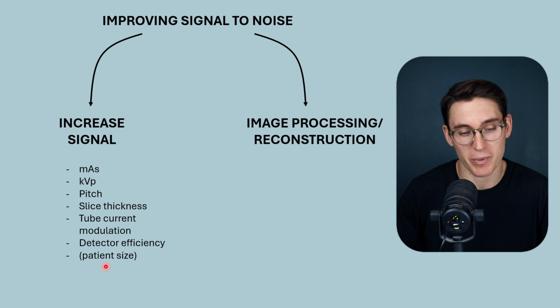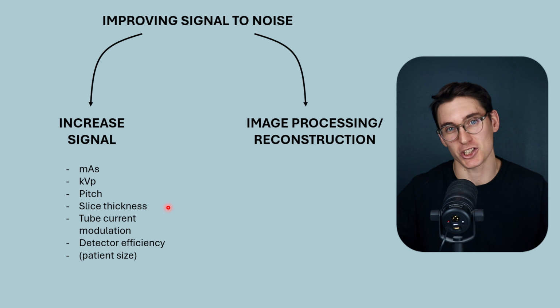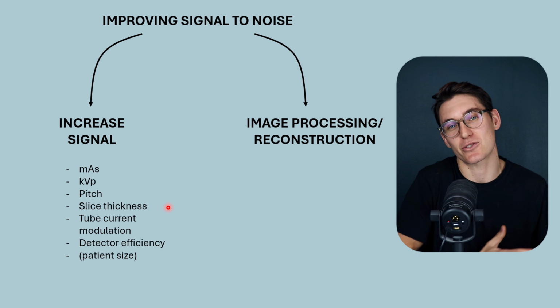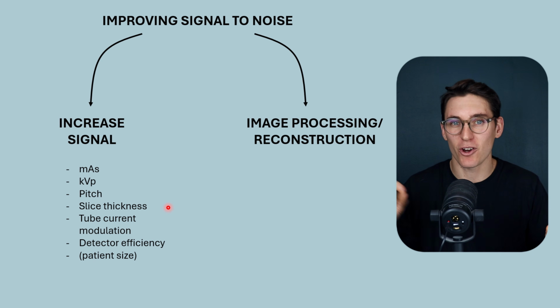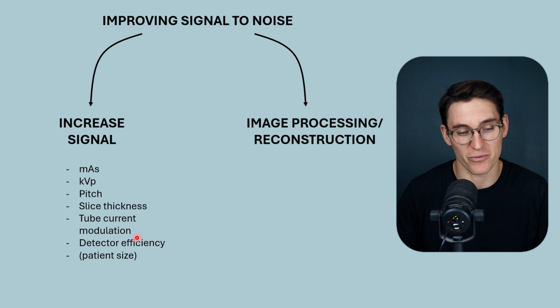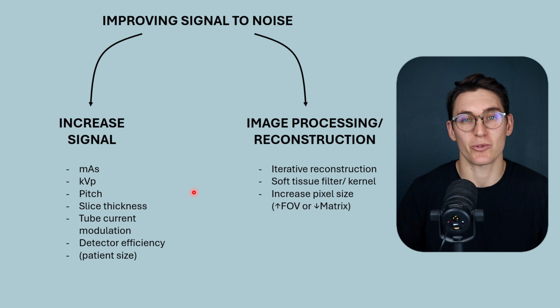We can't change the patient size, but we've seen in larger patients, we've got more tissue for the X-rays to penetrate. We saw when we looked at photon starvation in artifacts, we've got very noisy images with patients that are larger. And if we don't accommodate for that using our mAs and our kVp, we're going to introduce more noise into the image. Next, we can look at image processing and reconstruction.